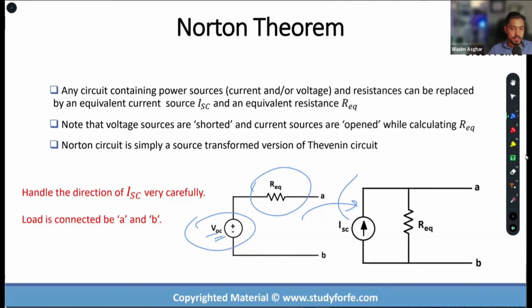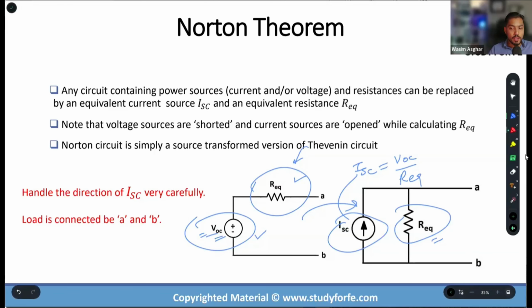Very simple. I'll basically say that ISC is simply equal to my VOC divided by R equivalent. Does it make sense? Which VOC? This guy. R equivalent, this guy. And then I'm going to put this in parallel. So the same R equivalent that I have over here, I have to put this in parallel. And that basically results in a Norton equivalent circuit. So the 8K resistor now can be installed over here if we were interested in using Norton theorem instead of the Thevenin theorem. How do you calculate R equivalent or R Thevenin?